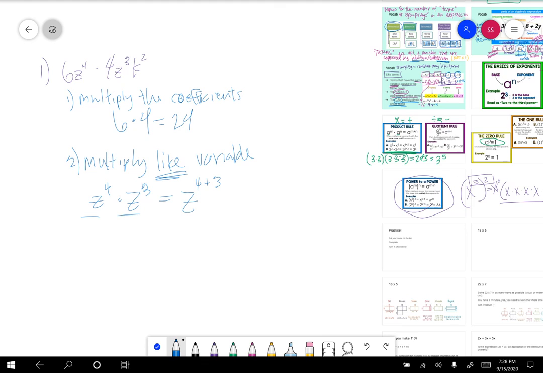Oh, yes. So z to the 4th times z to the 3rd would be the same as saying z to the 4th plus 3. So 4 plus 3 gives us 7. So it's the same thing as saying z to the 7th. Okay.